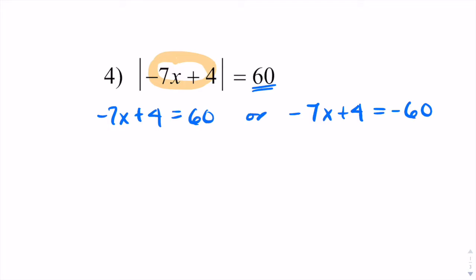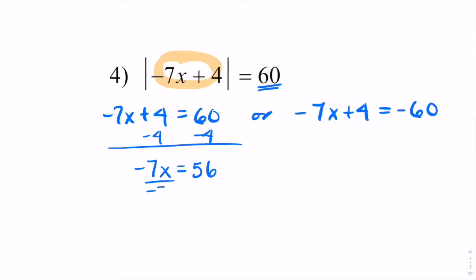So first, the inverse operation tells us that we have to subtract 4 from both sides. So negative 7x is going to equal 56, dividing by negative 7, x is going to equal negative 8.